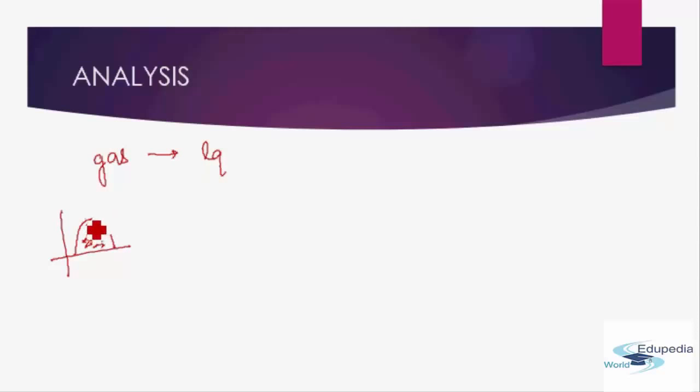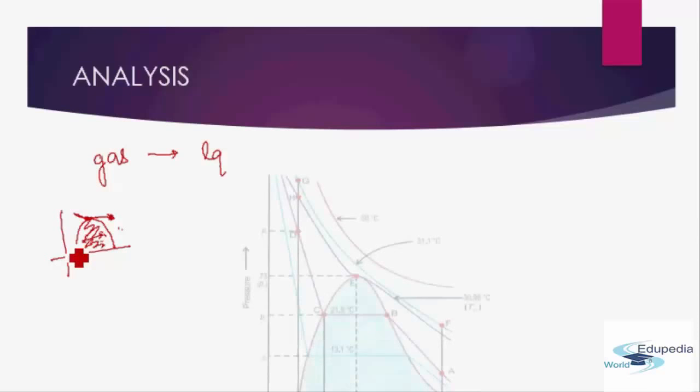And the critical point was the point which was tangent to this dome, and that was the maximum temperature up to which liquefaction can take place. So is it possible for me to not go to this dome and still be able to convert my gaseous substance to liquid substance? The answer is yes, you can do that. Let's see how we can do that. Let's look at the curve again.